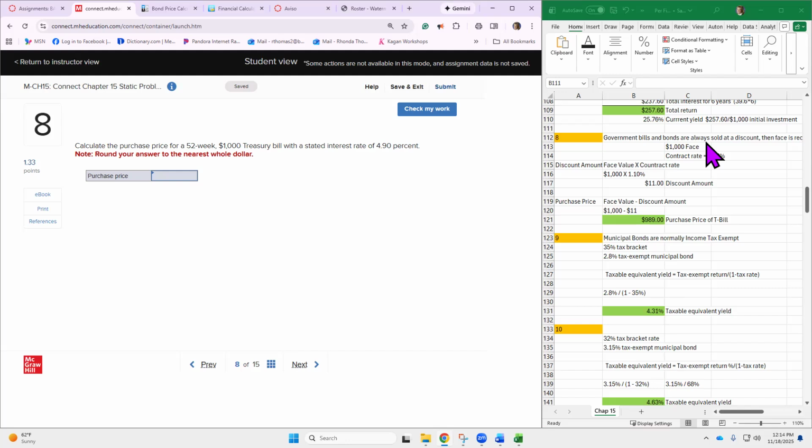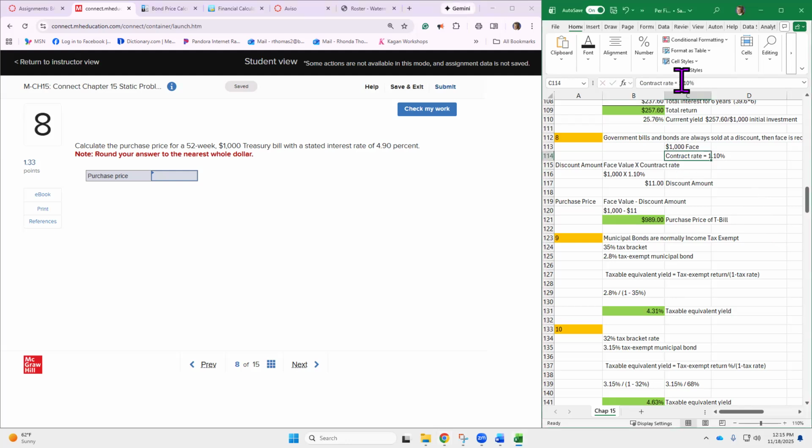But government bills and bonds are always sold at a discount, always. So you're going to pay a discount for anything from the federal government or state government, whatever you're buying from. And then when the maturity date happens, you can go cash it in for its face. All right. So calculate the purchase price of a 52-week $1,000 treasury bill with a stated interest of 4.9%. So once again, we're looking at $1,000 face of this bill, right?